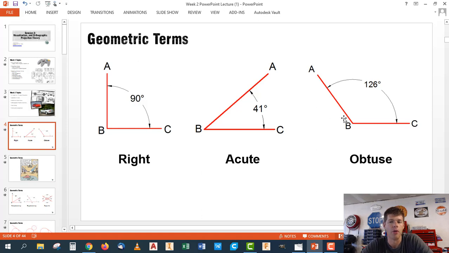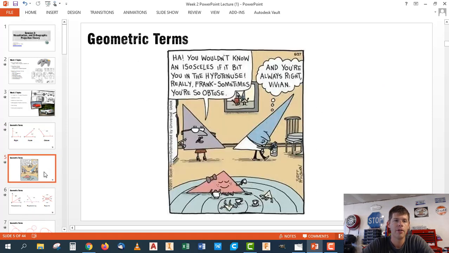What is an acute angle? What is an obtuse angle? Okay, so remember, a right angle is exactly 90 degrees, an acute is less than 90, and an obtuse is more than 90.